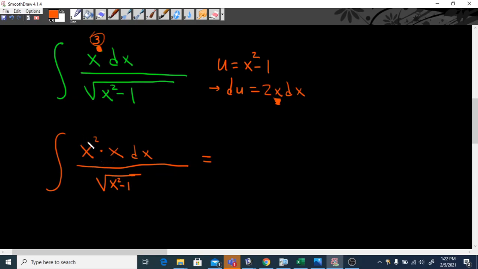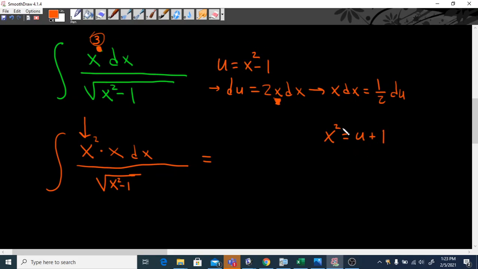So I need the x squared. This x dx is already taken into account because it's right here. x dx, once again, is 1/2 du. So x dx is taken into account. Now all we've got to take into account is this x squared here, okay? So let's do that. x squared is going to be u plus 1 if I solve for x squared here.